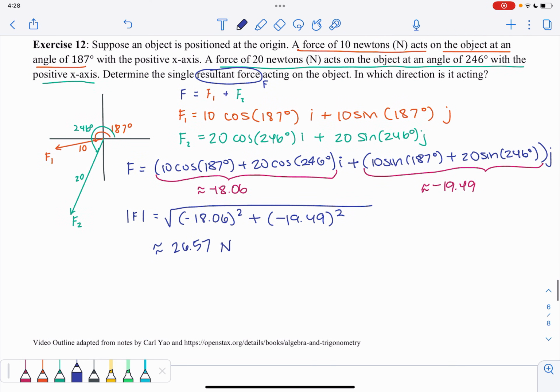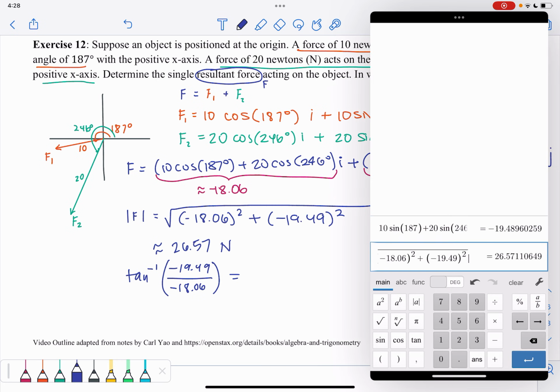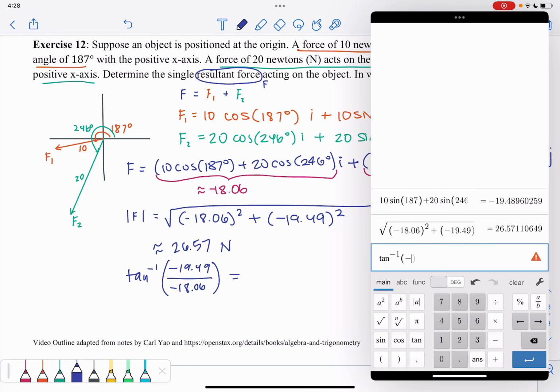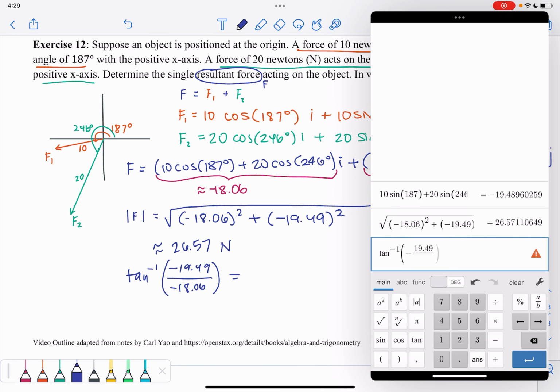So I know that I can do tangent inverse of the vertical over horizontal component. Here's my vertical over my horizontal component. Let's see what that gives me. Go over to tan inverse in the main menu, and then negative 19.49 divided by negative 18.06. The two negatives will end up canceling out, and the calculator knows what to do. So I get 47.18 degrees.